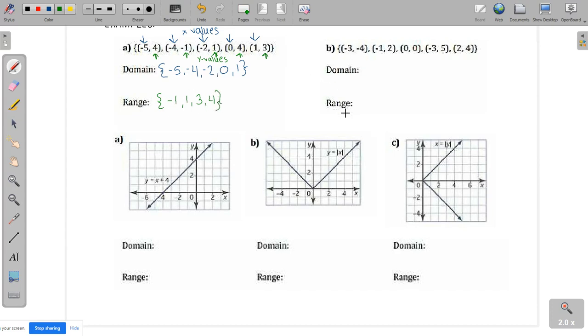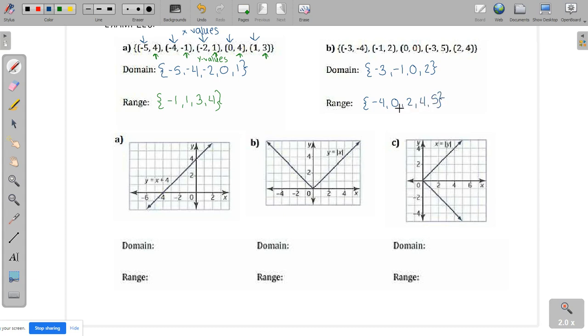I want you to try B, come back, and check your work after you're done. So let's check. Our domain, we should have from least to greatest, -3, -1, 0, and 2. And our range, we should have from least to greatest, -4, 0, 2, 4, and 5.